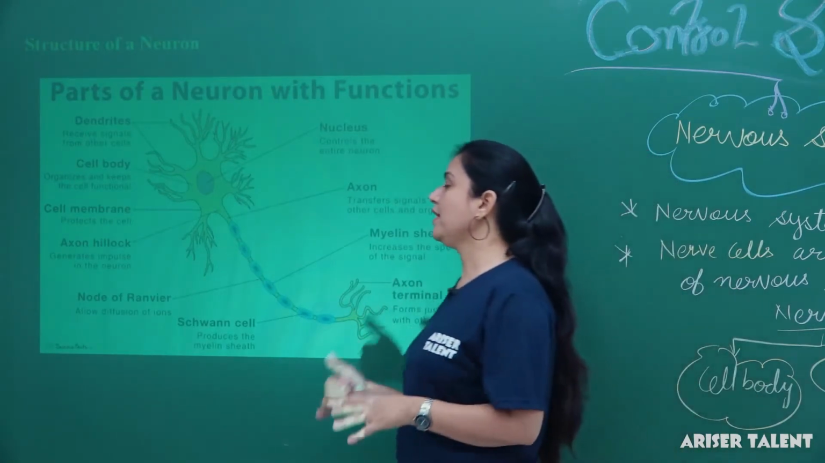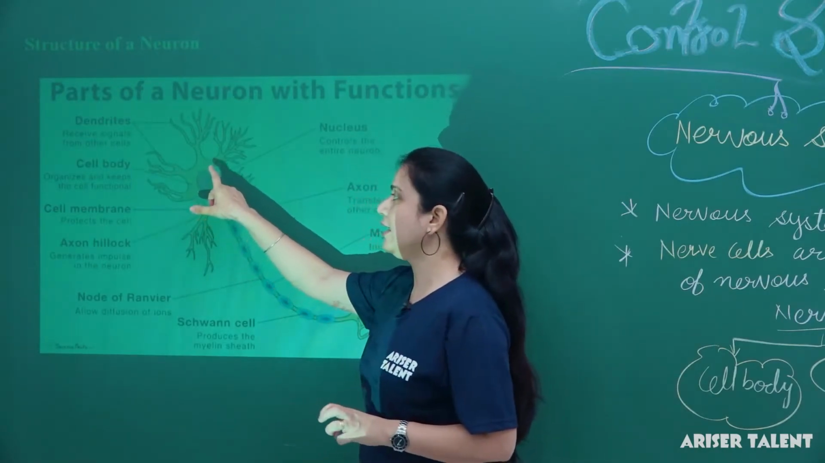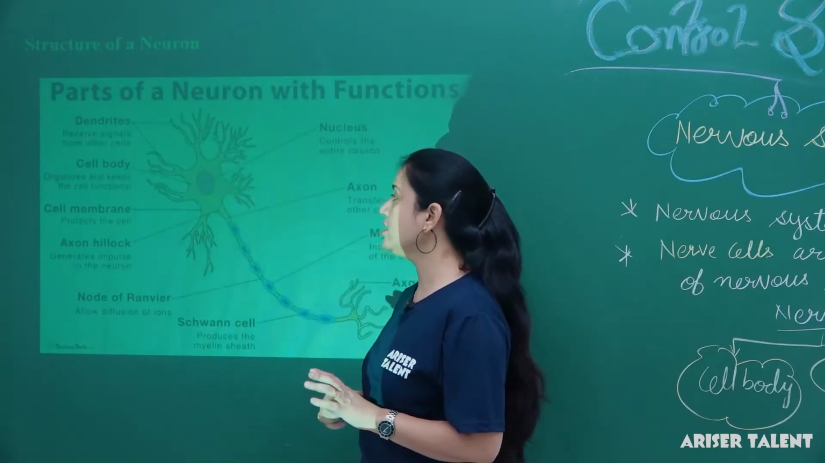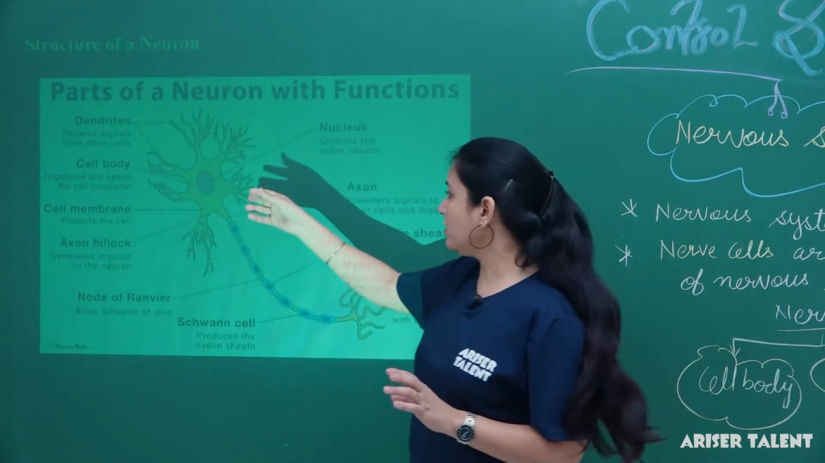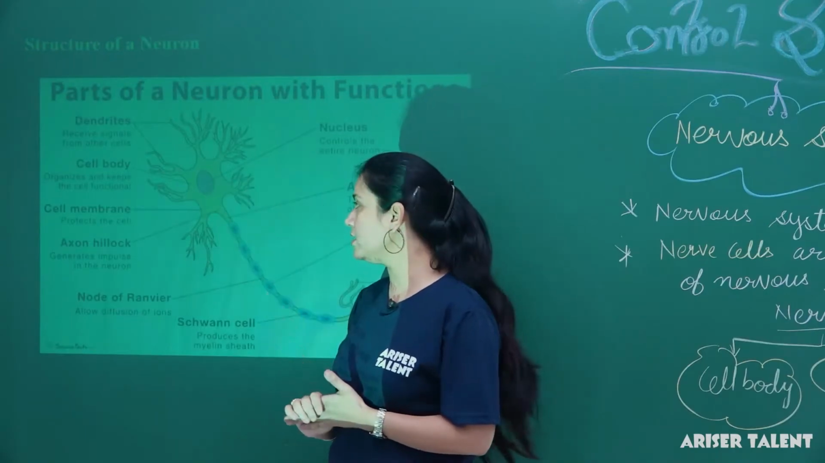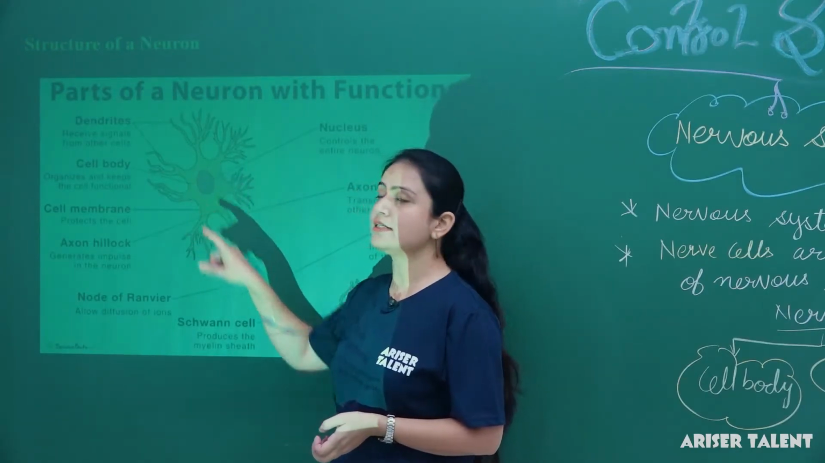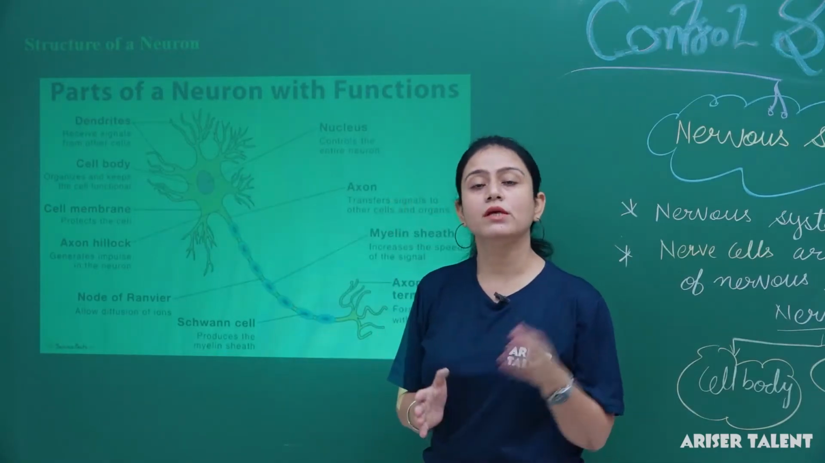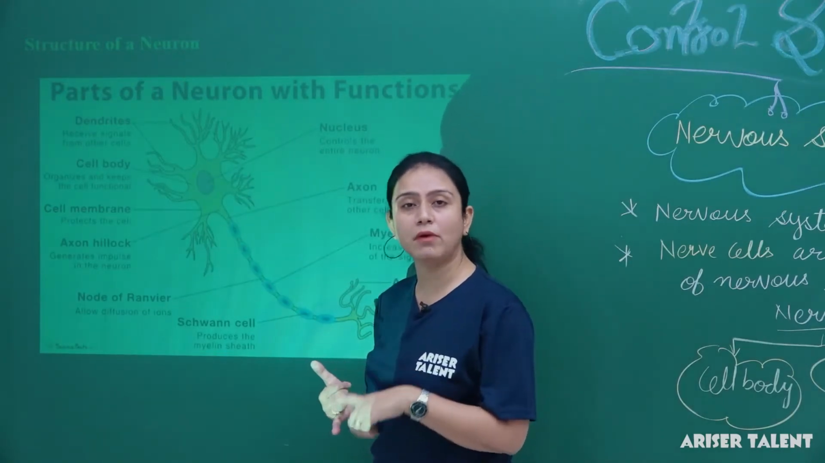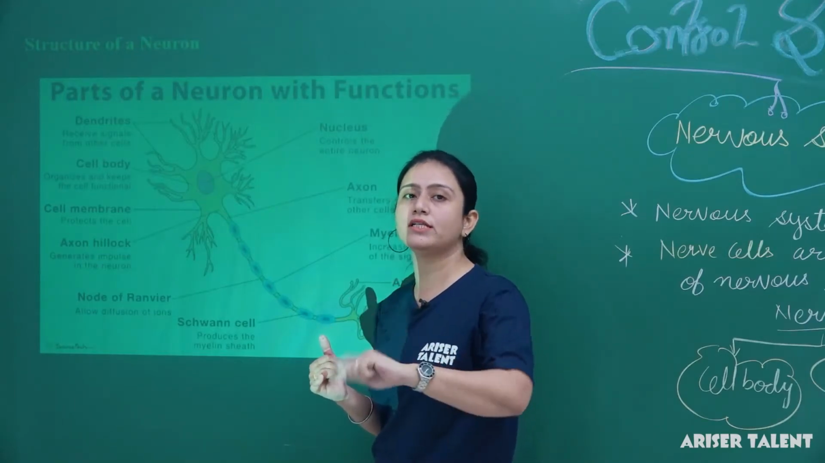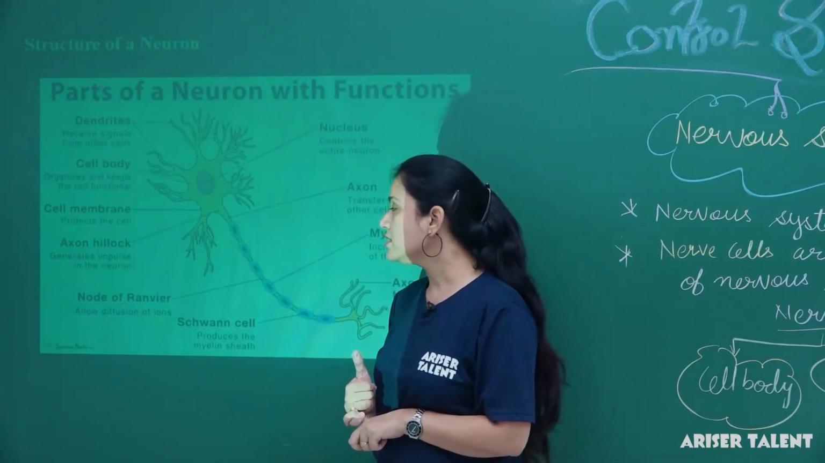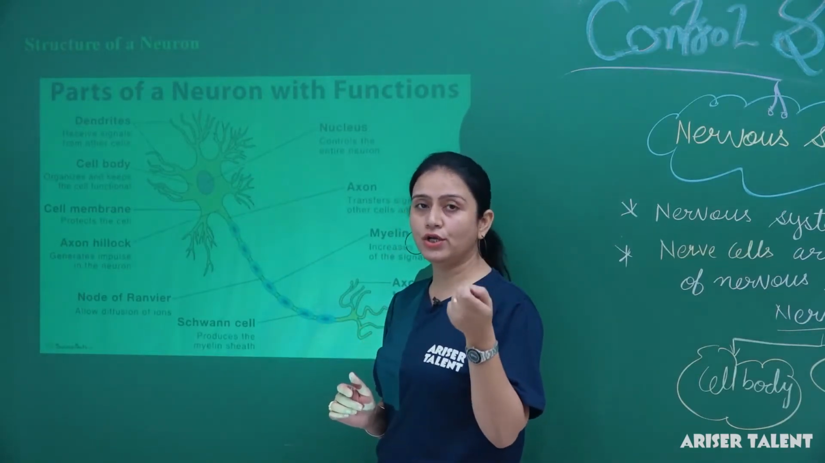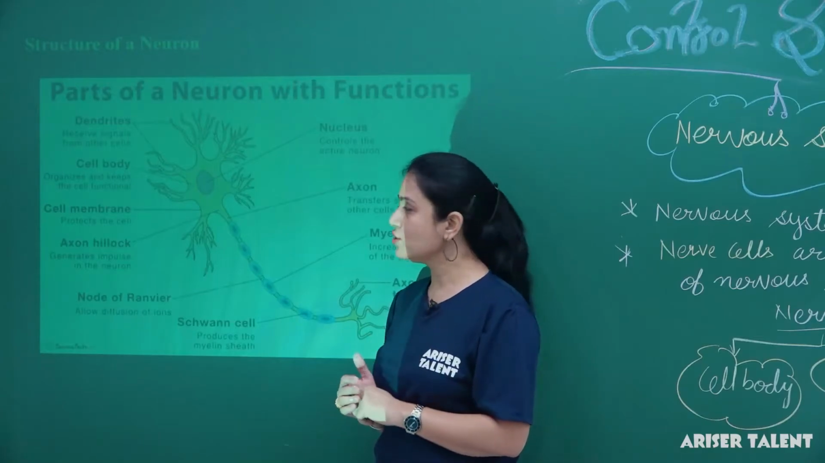Now let me explain. First of all, as I told you, it has three parts. One is cell body, so let me explain about the cell body. Generally the cell body is oval or spherical in shape. It contains cytoplasm. In the cytoplasm it contains mitochondria, which generate energy for the cell, as well as Golgi apparatus, neurofibrils and neurotubules.